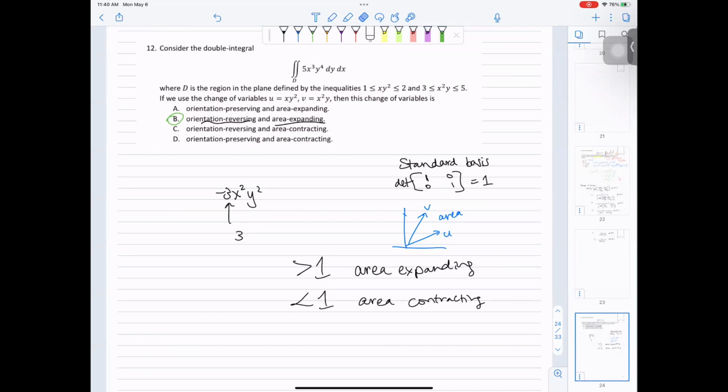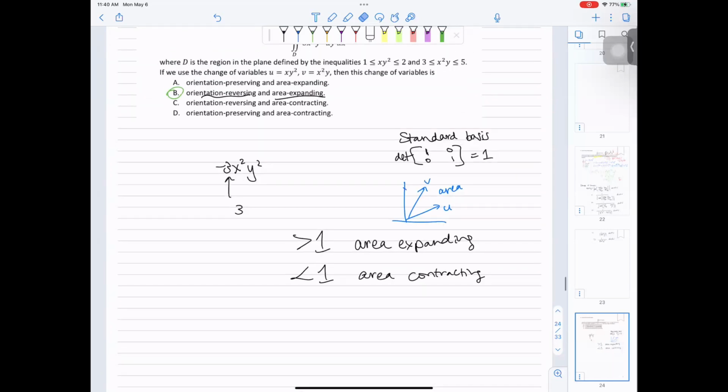For 12, when we say it's area expanding, that means determinant is greater than 1, but isn't it negative? Yeah, it's okay that it's negative 3 because negative 3 just means expanding in the opposite direction. So for expanding or contracting, just look at the number itself. And for orientation, look at the sign.